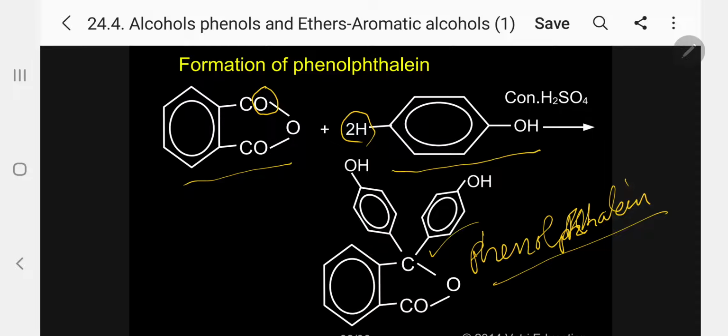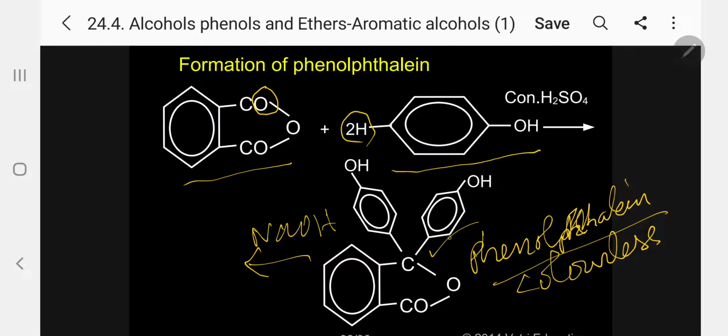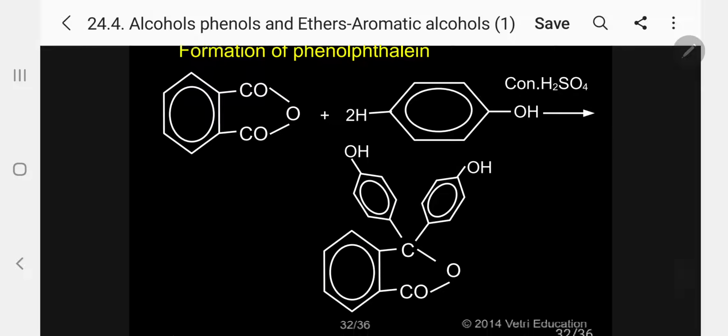Phenolphthalein. In acidic medium, phenolphthalein is colorless. Please follow. But when you treat it with sodium hydroxide, a basic medium, it becomes pink in color, because the benzenoid structure becomes the quinoid structure that we have discussed under indicators in the equilibrium reactions. Kindly refer to that.